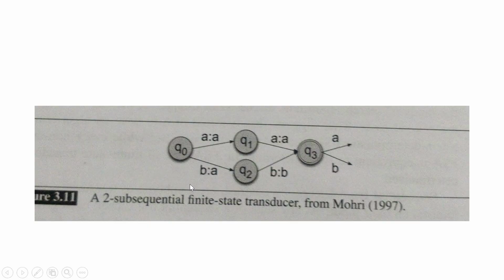Okay, so this is an example of a two-subsequential finite state transducer. For each of these transitions, we can see it is deterministic, right? But in the final state, you can have two extra outputs. That is, instead of one output, you can have any number of outputs, or p number of outputs, and that is what we call p-subsequential. Okay.